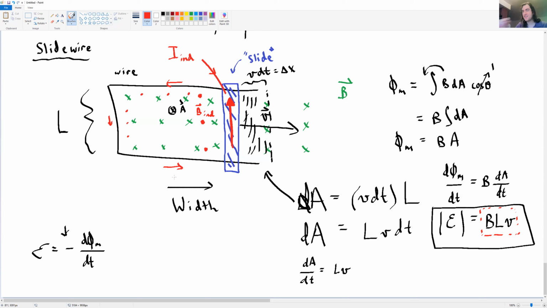And now we understand the direction of the voltage is going to be in that direction. So if I wanted to draw a battery here, which is the EMF source, I could draw it like this. I could say, okay, this way is positive and this way is negative. So positive, negative, EMF, and that EMF is BLV.